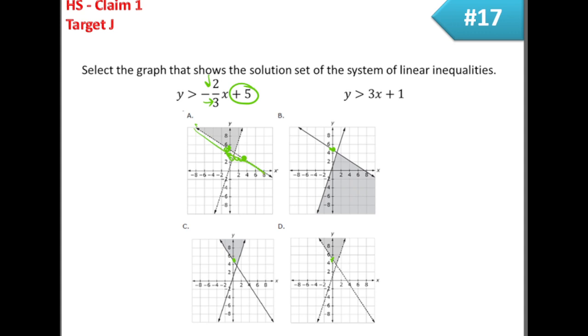So this one is correct. This one, let's see, I go down 2, 1, 2, 1, 2, 3. No, so it can't be C or D. So it's either A or B. So in this one here, we know that the first equation is this line right here. We know that these two are dotted because they don't have the line underneath. So it can't be B, it can only be A.